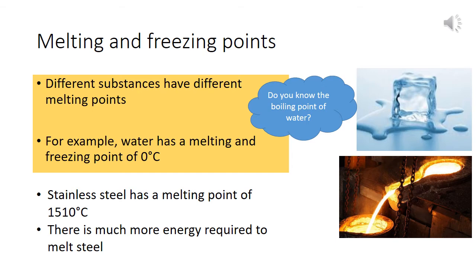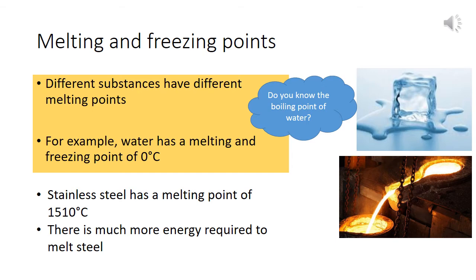Do you know what the boiling point of water is? Think it to yourself, write it down. I'll tell you at the end of this. But very different to water, something like stainless steel has got a melting point of 1510 degrees Celsius. There is so much more energy that's needed for steel to melt.